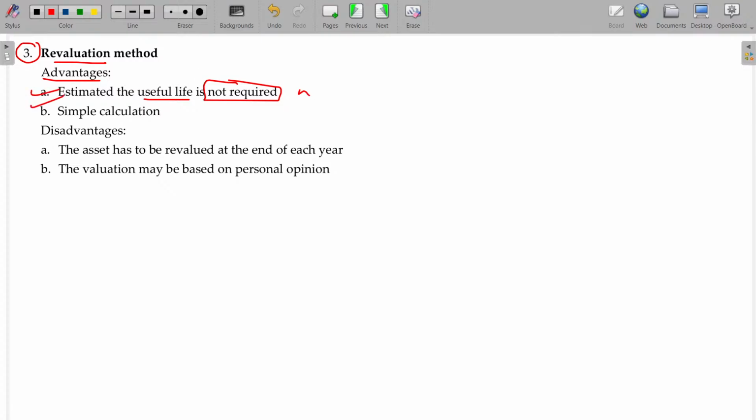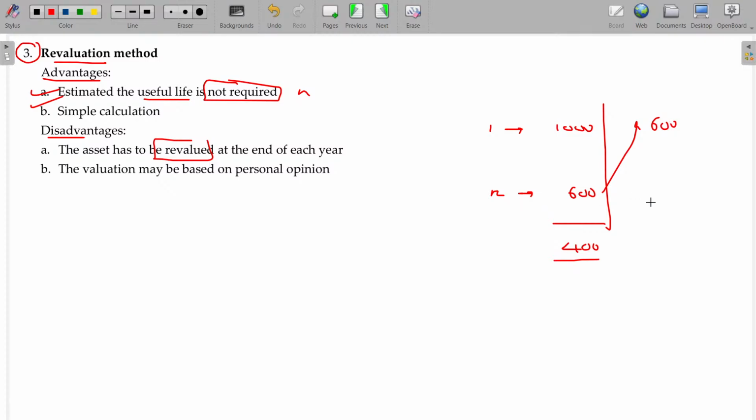Simple calculation. Every year the assets are revalued. So you have few assets. Day 1, what's the value? Say the value at the end of the first period is 600. Naturally, the difference between these two, 400, is depreciation. Next period, 600 is the opening value. What is the current value by the end of the second year? It may be 350. Then naturally 250 will be considered as depreciation. That's how we can calculate the depreciation under the revaluation method.